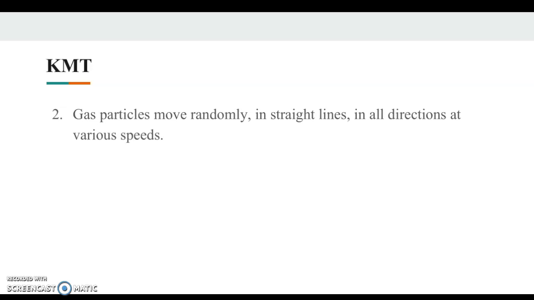Gas particles move in random straight lines in all directions at various speeds. So let's break this down a little bit. This means that if a gas particle collides with another gas particle or with the wall of a container, it's going to bounce in a straight line motion. Additionally, it's going to move in any direction at various speeds. So when we're talking about, for example, temperature, we talk about average kinetic energy. What this means is that there's some particles that are moving really, really fast and some particles that are moving really, really slow. So there's a wide range of particle motion that gets to that average.